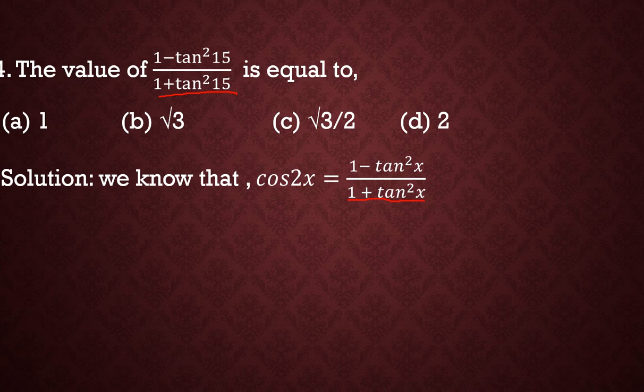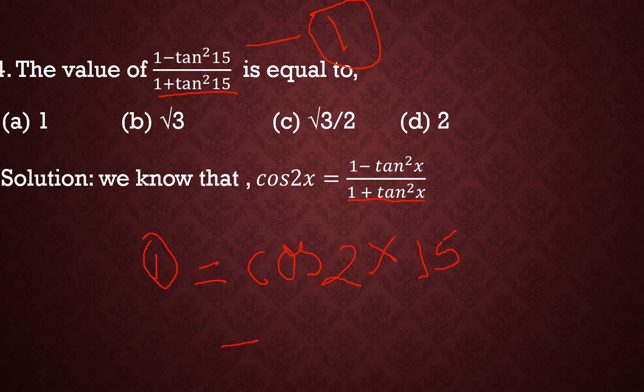If I compare 1 minus tan square 15 by 1 plus tan square 15 with 1 minus tan square x by 1 plus tan square x, the value of x is 15. So according to this formula, if I call this equation 1, then equation 1 is equal to cos 2x. So 2 times the x value, which we already compared is 15. So 2 into 15 is equal to 30. Therefore the value is cos 30. The value of cos 30, you know, is root 3 divided by 2. So this is the answer.